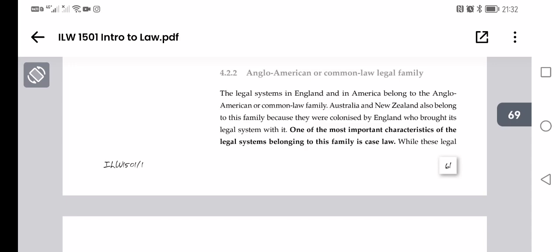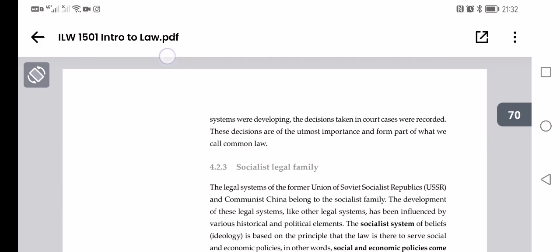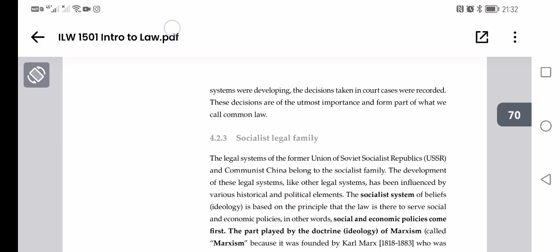While these legal systems were developed, the decisions taken in court cases were recorded. The decisions are of the utmost importance and form part of what we call common law.